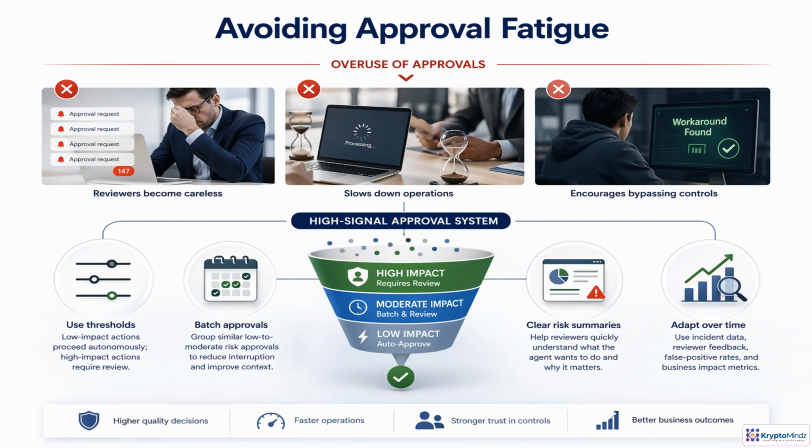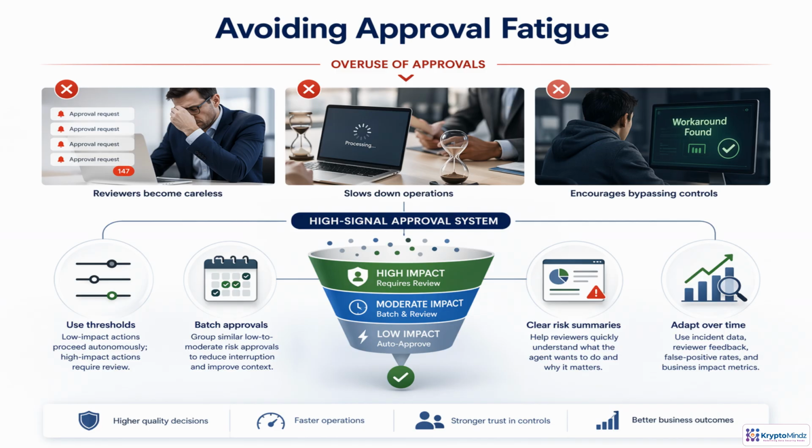Approvals only work when they stay meaningful. If every small action needs review, reviewers start rubber stamping, work slows down, and teams look for workarounds. Design approvals as a high-signal filter. Let low-impact actions proceed automatically, and reserve human review for high-impact or unusual cases.